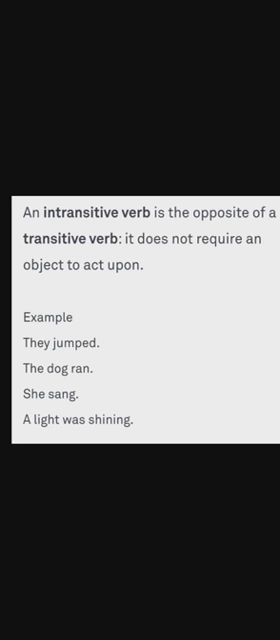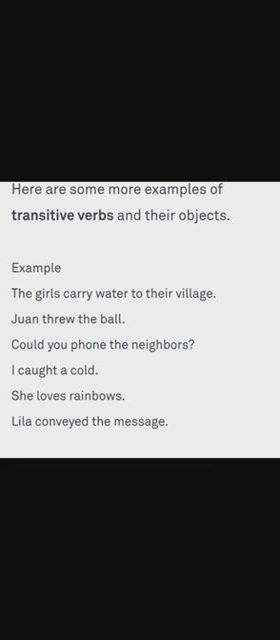Here are some more examples of transitive verbs with their objects. The girls carry water to their village. Zivan threw the ball. Could you phone the neighbors? I caught a cold. She loves rainbows. Leela conveyed the message. So these are the transitive verbs.